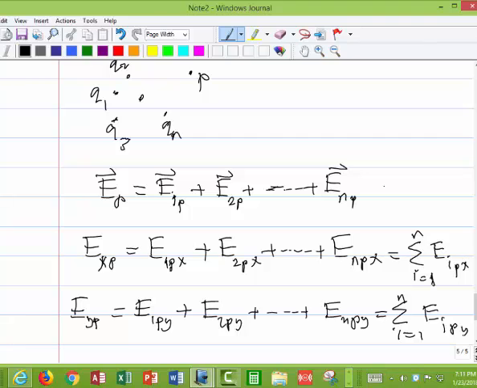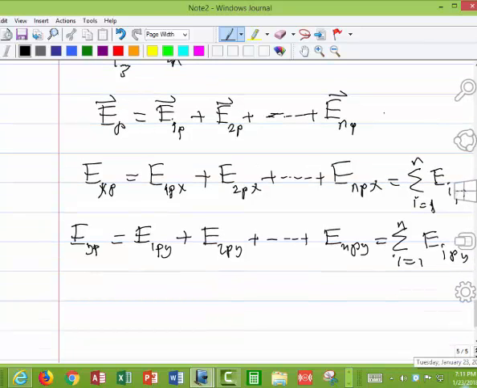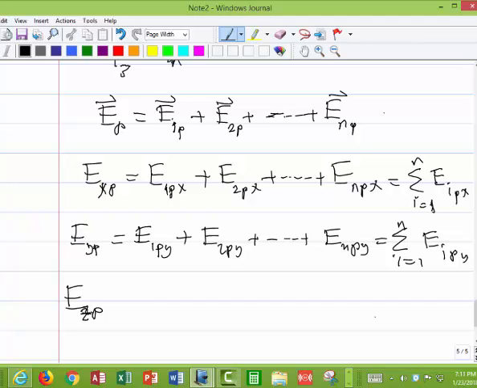And we can do the same for the z component also, since we're working in 3 dimensions. So the electric field in the z direction at P is going to be the field from 1 at P in the z direction plus the field from 2 at P in the z direction, all the way to the field from N at P in the z direction.